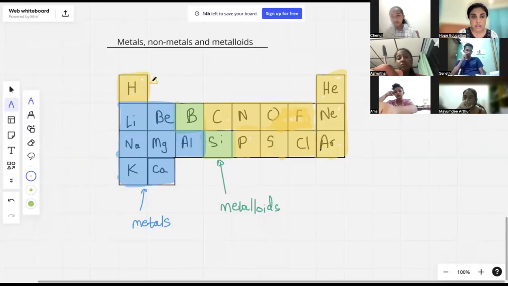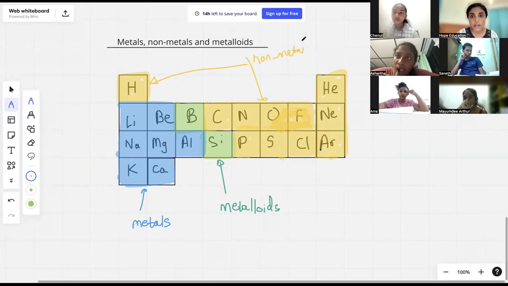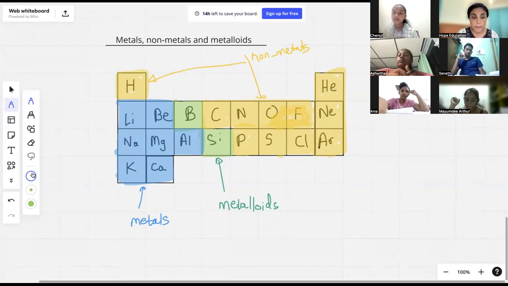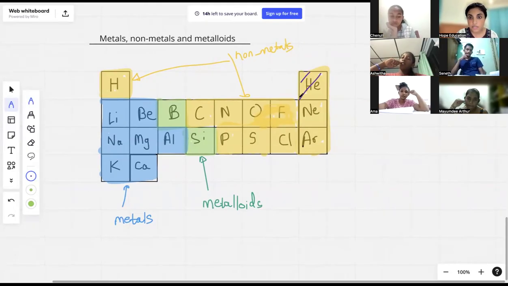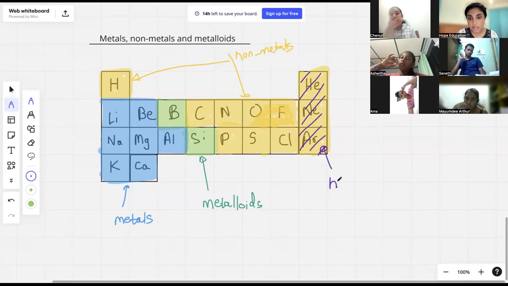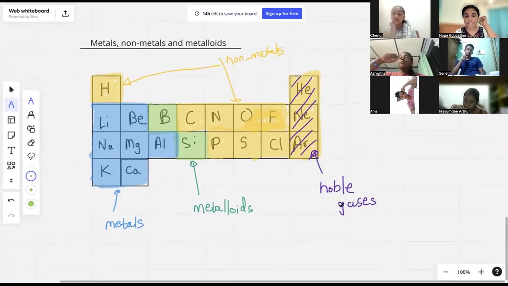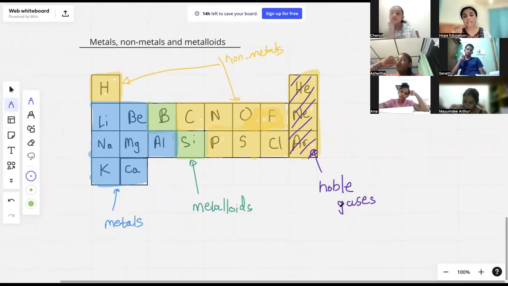So these are non-metals, right? Even helium, neon, and argon are non-metals. But those three, we specially give them a name. We call them noble gases. They are also non-metals, but only those three we give a special name, we call them noble gases. So this is how we categorize the elements in the periodic table, right?